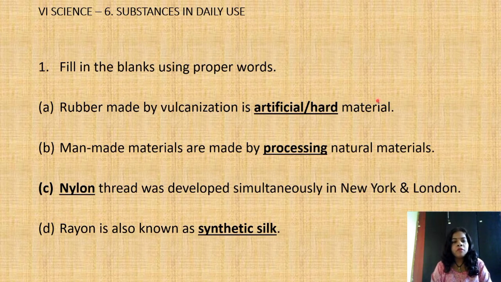First question, fill in the blanks using proper words. Rubber made by vulcanization is artificial hard material. You can write any one of these two options, children. Man-made materials are made by processing natural materials. So the answer is processing. Dash thread was developed simultaneously in New York and London. The answer is nylon. Rayon is also known as synthetic silk.